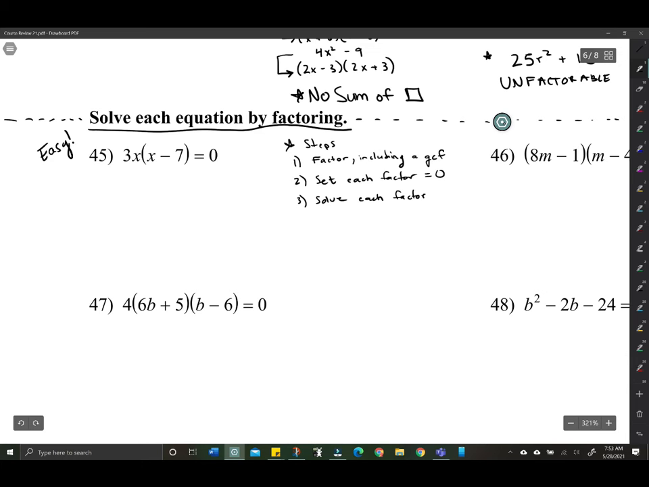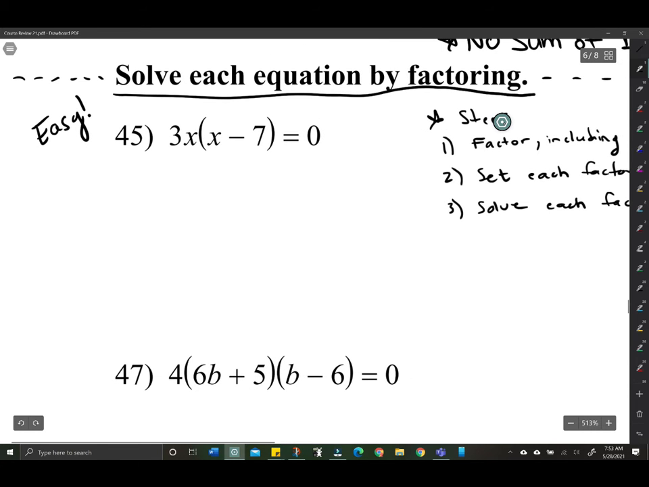for problem number 45 here, it is already factored. It is done. It's ready to go. So what you need to do is step 2, set each factor equal to 0. Here is the first factor, 3x. Here is the second factor, x minus 7, which means we have either 3x is equal to 0 or x minus 7 is equal to 0.